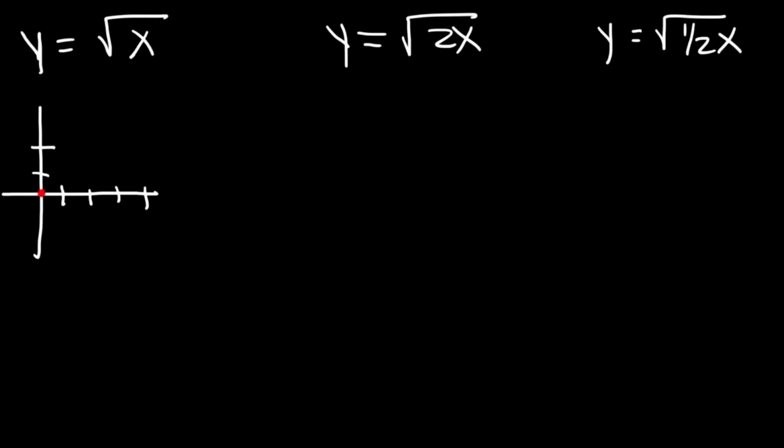So when x is 0, y is 0. When x is 1, y is 1. The square root of 4 is 2. So when x is 4, y is 2. So that's the parent function. It looks something like that.